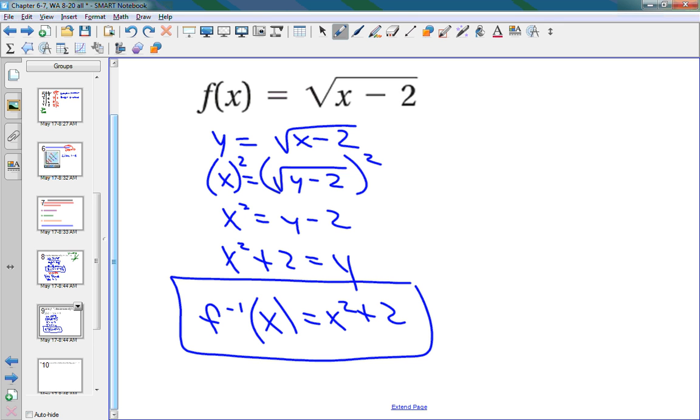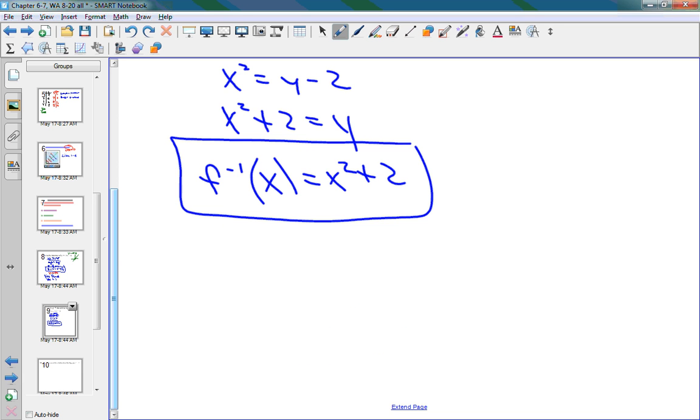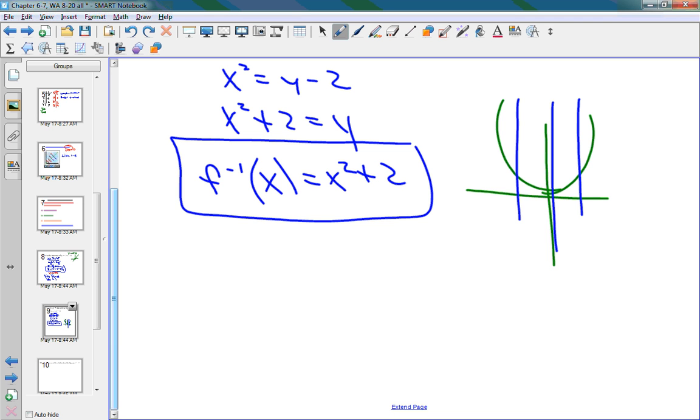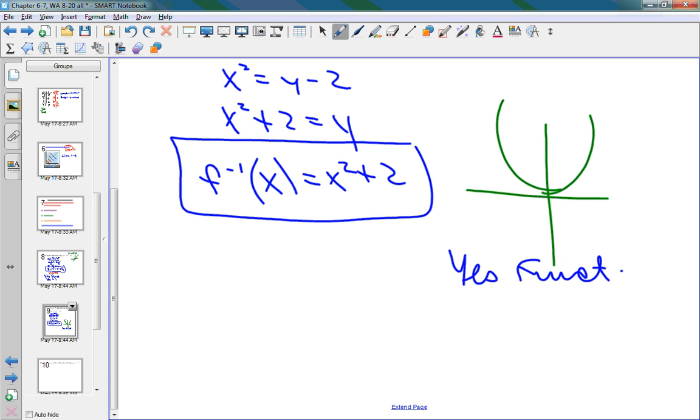Is this a function? What does x squared look like? It's a parabola. So if this is a parabola, does it pass the vertical line test? Yes, it passes the vertical line test, so yes, this is a function. Is this a one-to-one function? It is not a one-to-one function because I have a double differ here, don't I? Which means this is not one-to-one. If it's not one-to-one, does this thing have an inverse? No. Do we understand that?